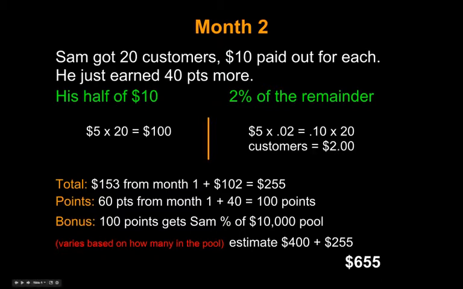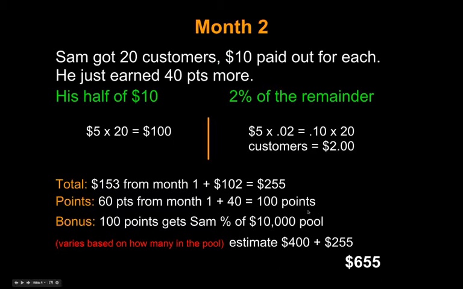And the 60 points, they keep growing. So you got that already the month before. Now you earn 40 points. Now you have 100 points. Okay? Now there is a pool. There's a bonus pool. Once you reach 100 points, you get a percentage of that pool.